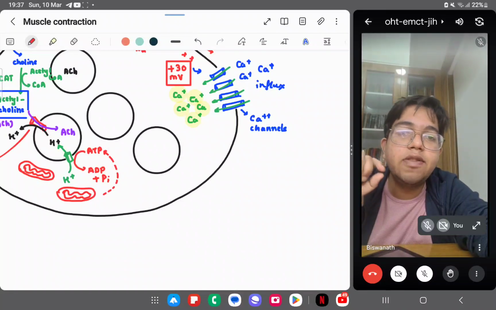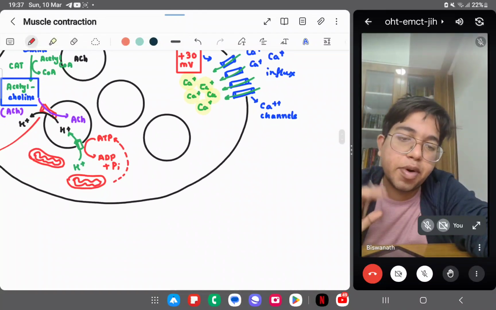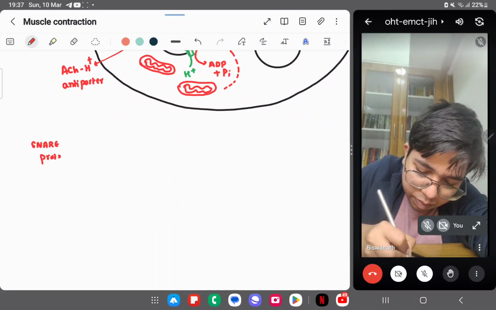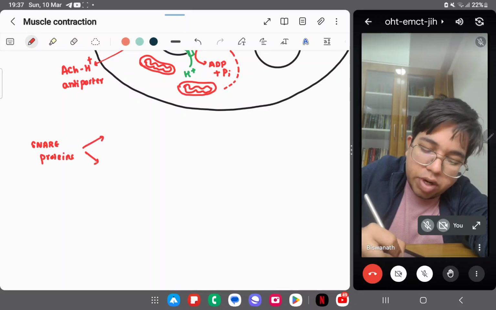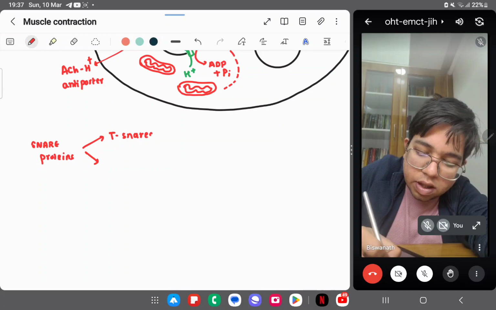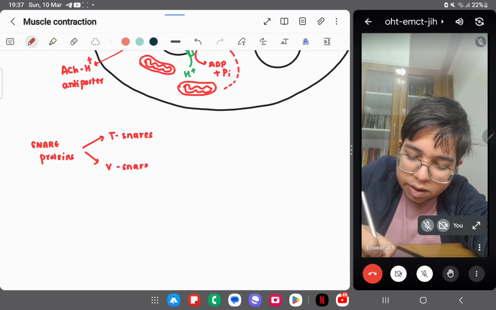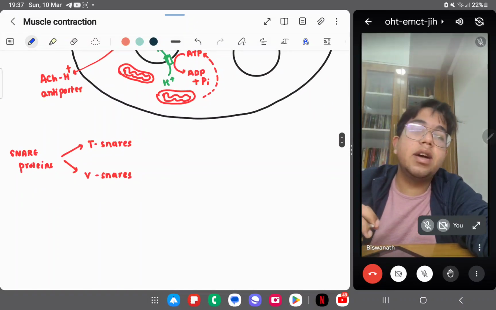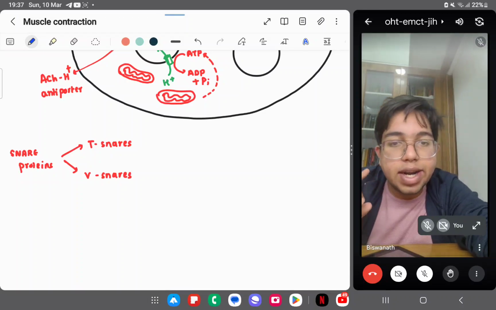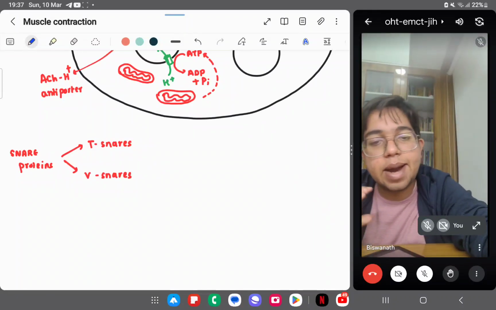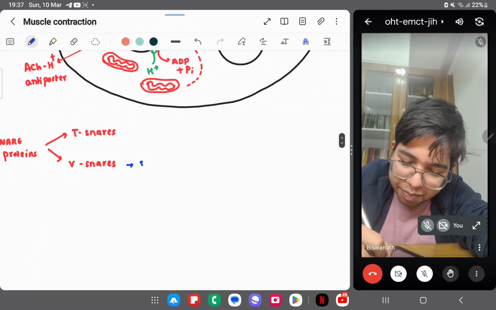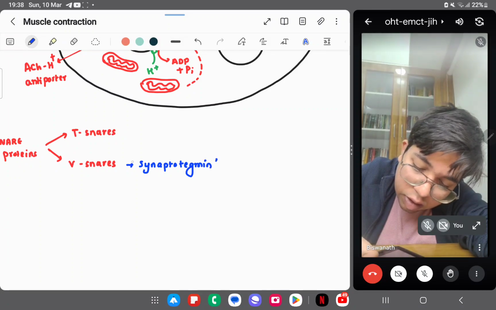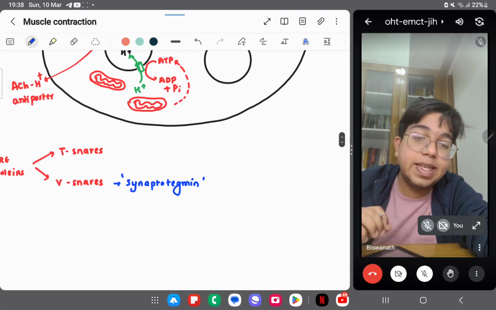So basically we have two types of snare proteins. Snare proteins are basically fusing proteins. We have two types: T snares and V snares. An important example of V snare is synaptotagmin. And an important example of T snare is SNAP25.